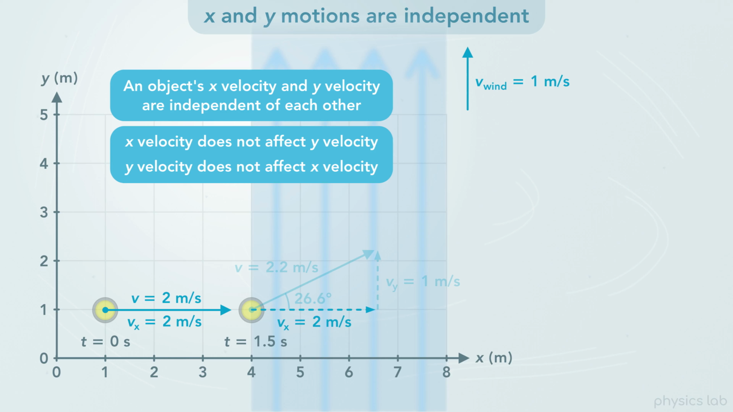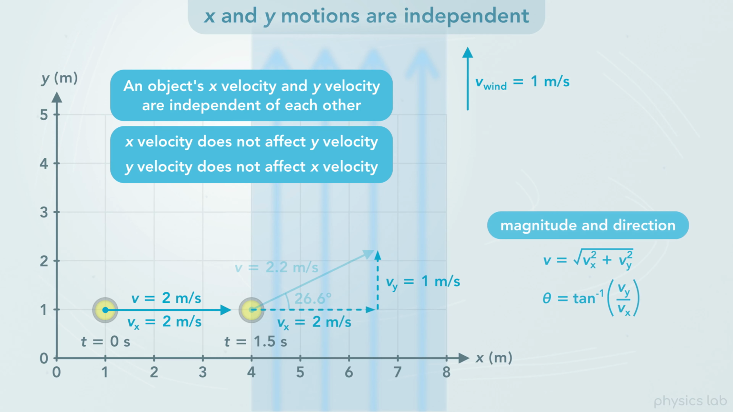The x motion and y motion are independent, so the change in the y velocity has no effect on the x velocity. The y velocity changes because the wind pushes the stone in the y direction. But the y velocity has nothing to do with the fact that the stone is moving to the right. The x motion does not affect the y motion.